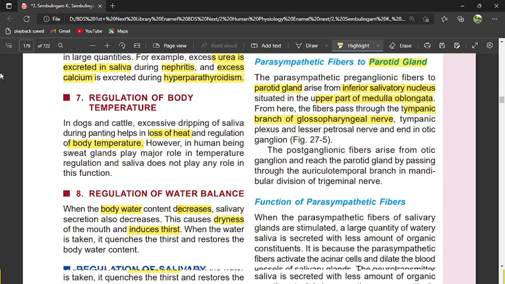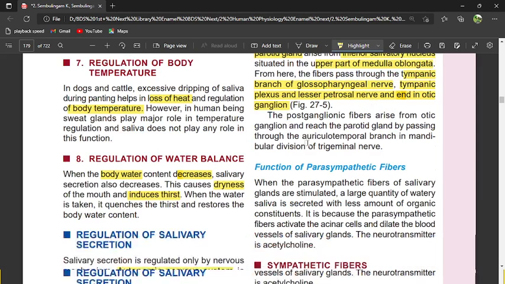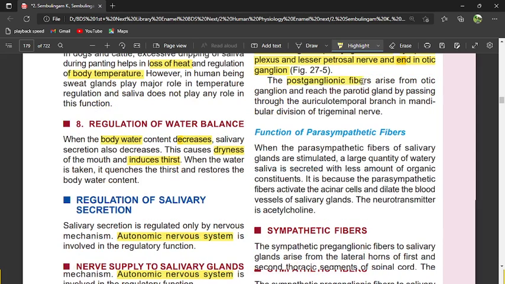So the parasympathetic fibers go through the tympanic plexus and the lesser petrosal nerve, and end in the otic ganglion. The postganglionic fibers arise from the otic ganglion and supply the parotid gland, passing through the auriculotemporal branch of the mandibular division of the trigeminal nerve.